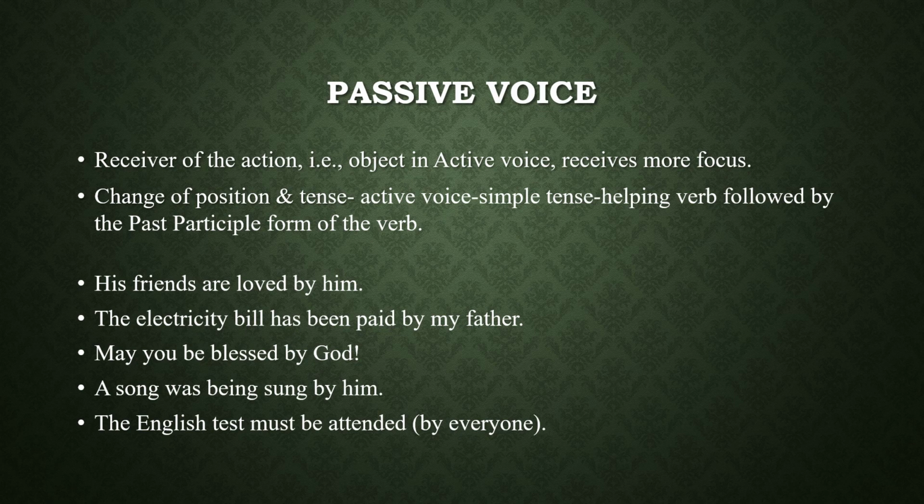His friends are loved by him. So his friends were the kind of object of the active voice sentence. Now they have received more focus because they have occupied the initial position or the subject position. However, they still are not the doer of the action. They are still the receiver of the action. And "are" is added here because the active voice sentence was in the simple present tense. At the same time, friends is a plural noun, and love has already received its past participle form.